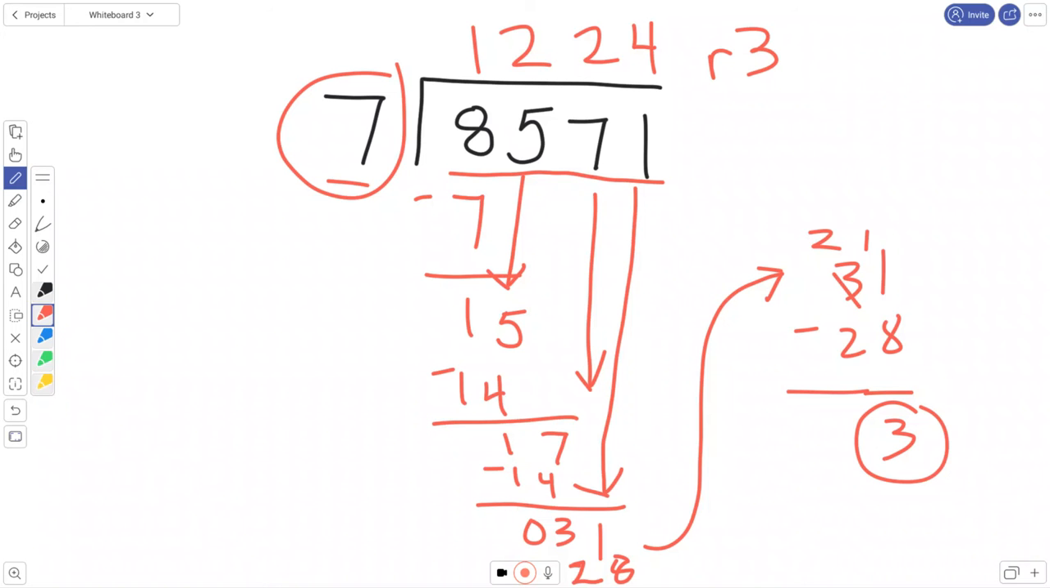Okay, so that's how you write it. When you type it in, you'll just put 1224, put a little r, and then the number 3. Same process, you're just going to have something left over at the end that we call a remainder. All right, good luck as you practice a few of these problems.